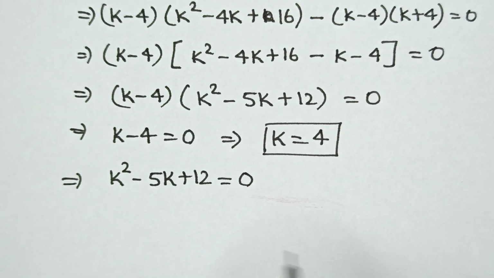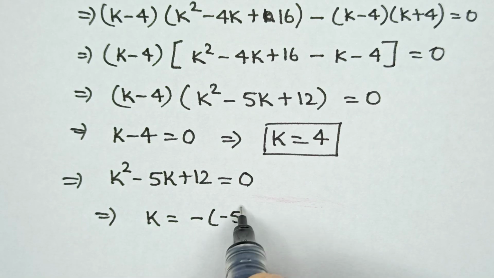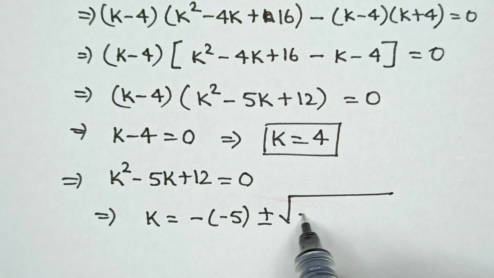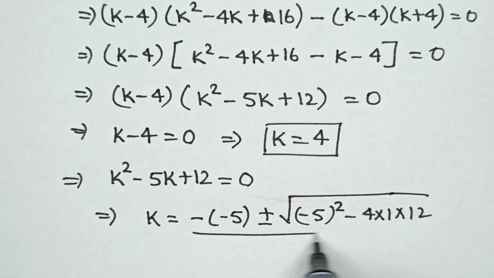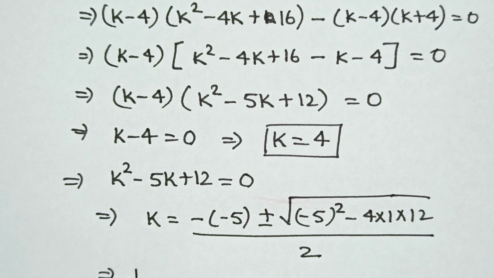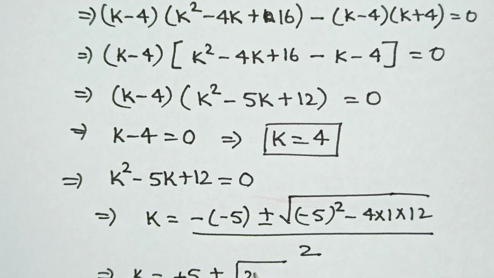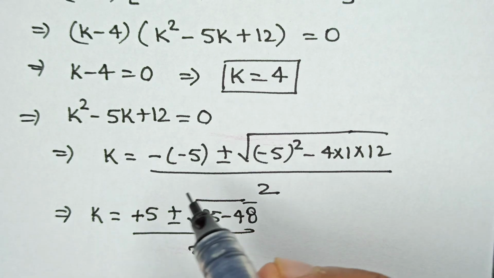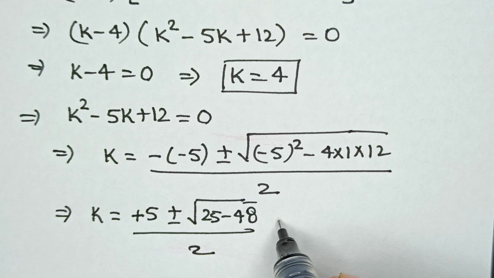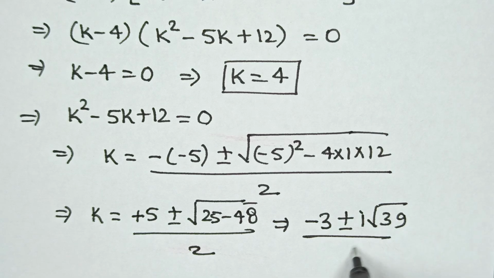Now to solve this quadratic equation, we will be using the quadratic formula, that is k is equal to minus b plus minus square root of b square minus 4ac, and then this entire expression is divided by 2. So right here we have k is equal to plus 5 plus minus square root of 25 minus 48 divided by 2. And then when you solve this, you get a different answer. So the answer that you get is 5 plus minus iota square root of 23 divided by 2.